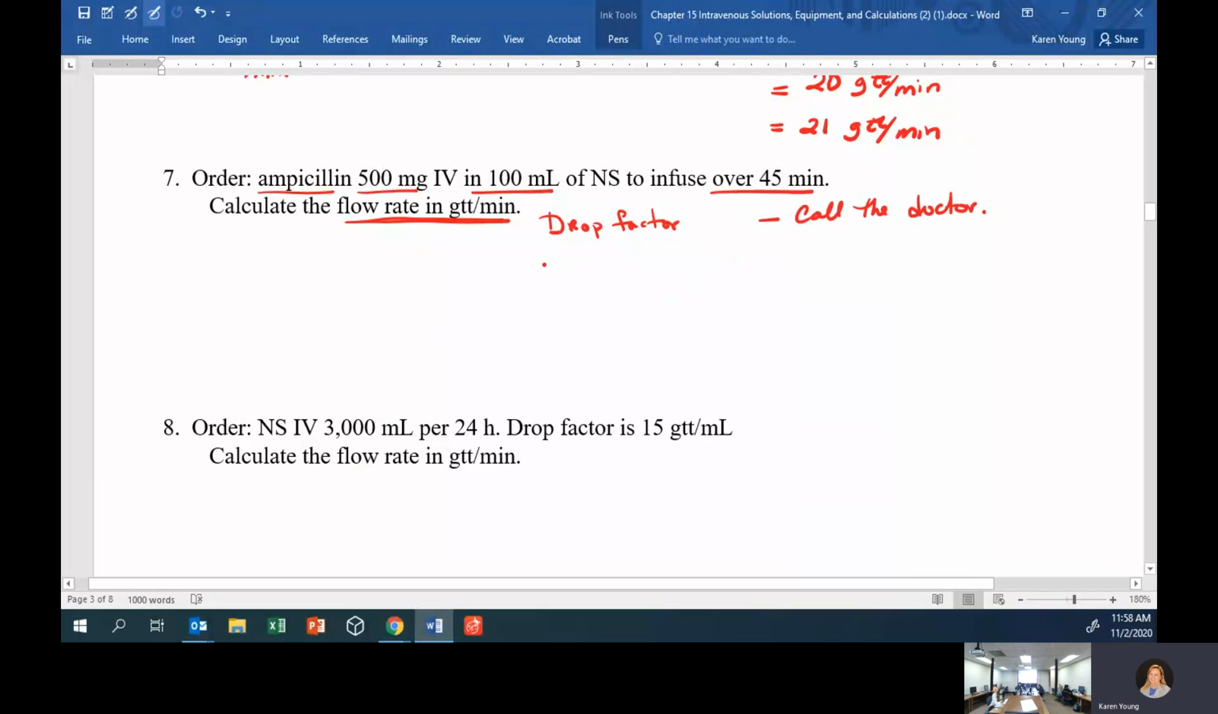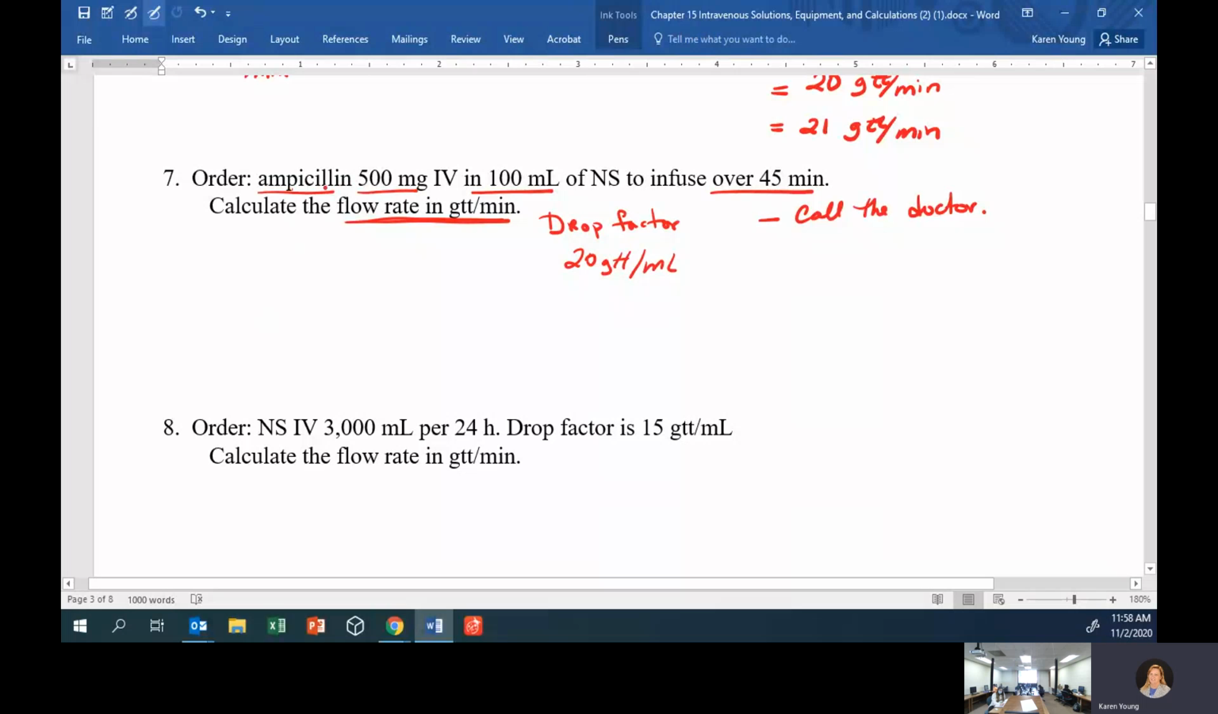And he said that the drop factor, oops, I don't have to write that again. So our drop factor is 20 drops per milliliter. So he gave us a verbal order, and we'll talk about verbal orders later on. Or maybe we've already talked about verbal orders. All right, so he gives us, now we can calculate our flow rate.